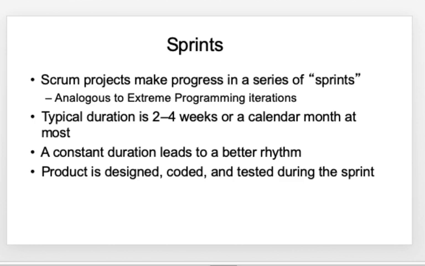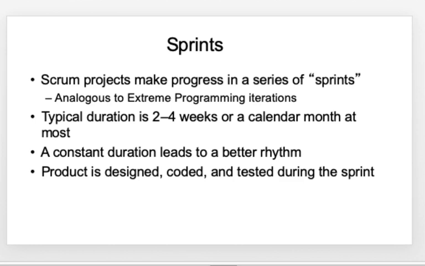So what is a sprint? A Scrum project makes progress in a series of sprints, and the sprint duration is 2 to 4 weeks or a calendar month, and it cannot exceed a calendar month at any point of time. This constant duration basically leads to a better rhythm.